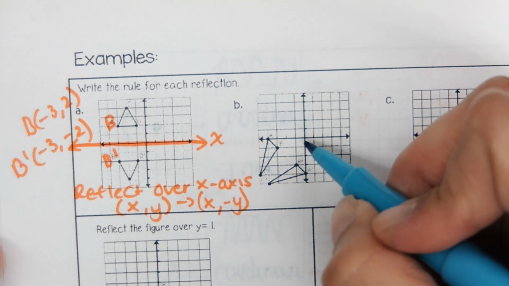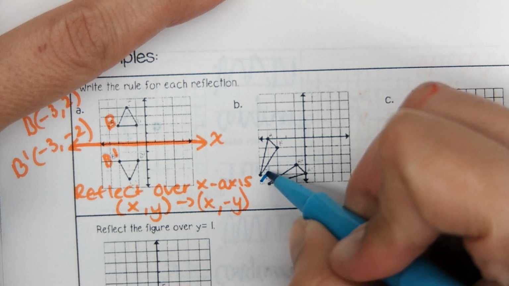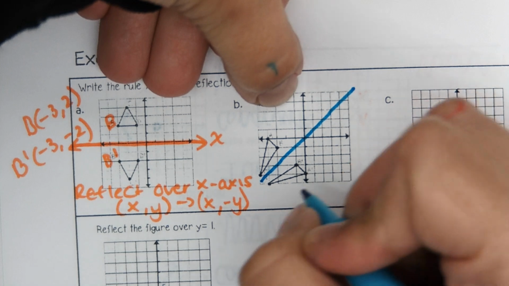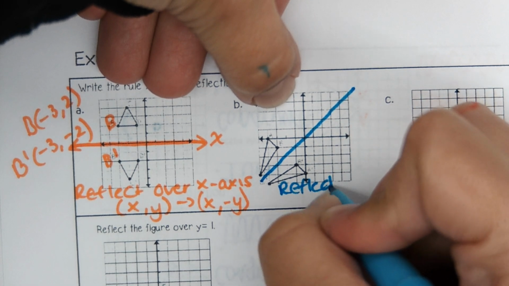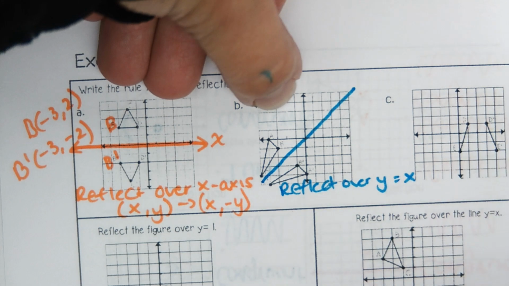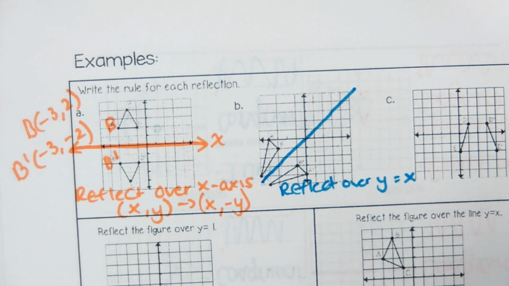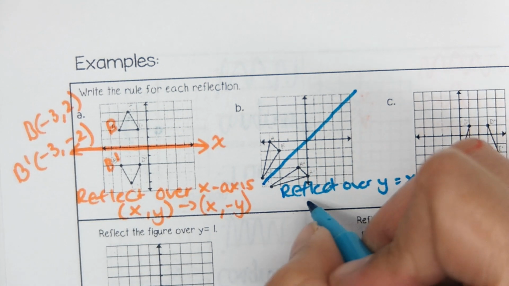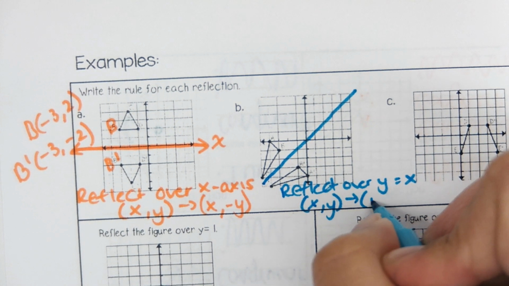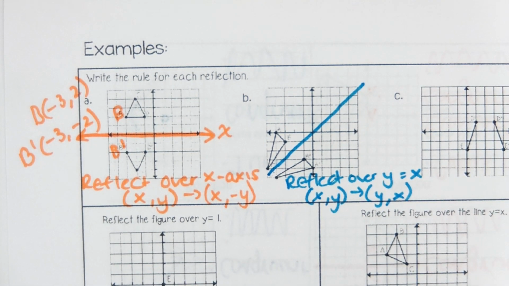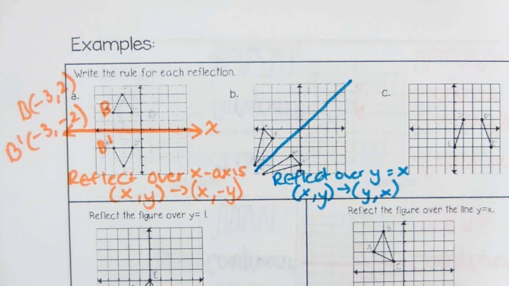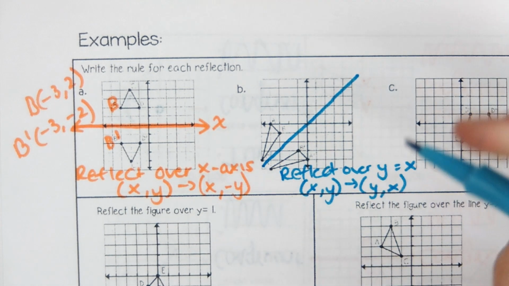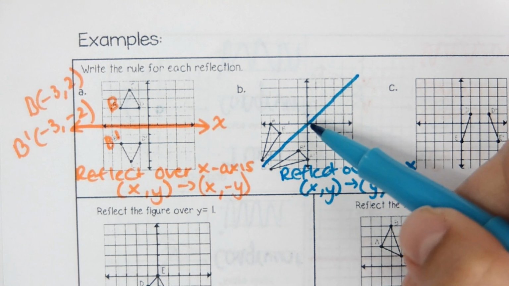And then for the next one, we have to figure out what line this is reflected over. This is reflected over a diagonal with positive slope. This line right here is the line y equals x. Reflect over y equals x. And then the rule for that, you could figure it out using the coordinates, or you could just use the rule. So (x, y) becomes (y, x). Well, this line is always y equals x. It's through the origin and it has a slope of 1. Up 1 over 1, up 1 over 1.